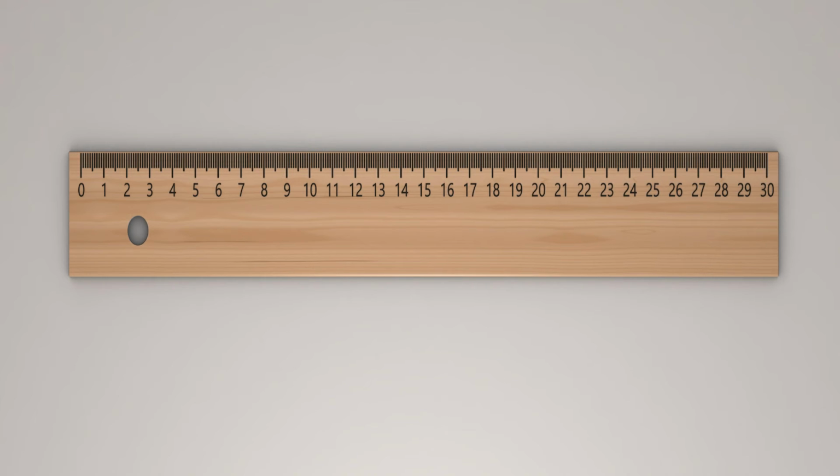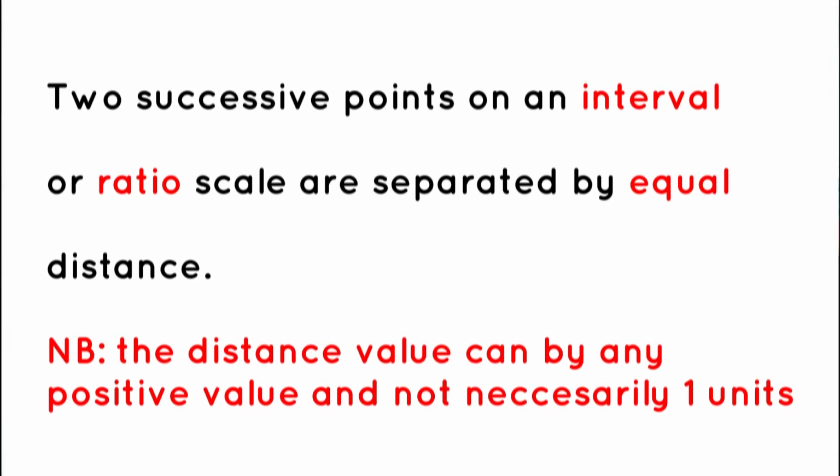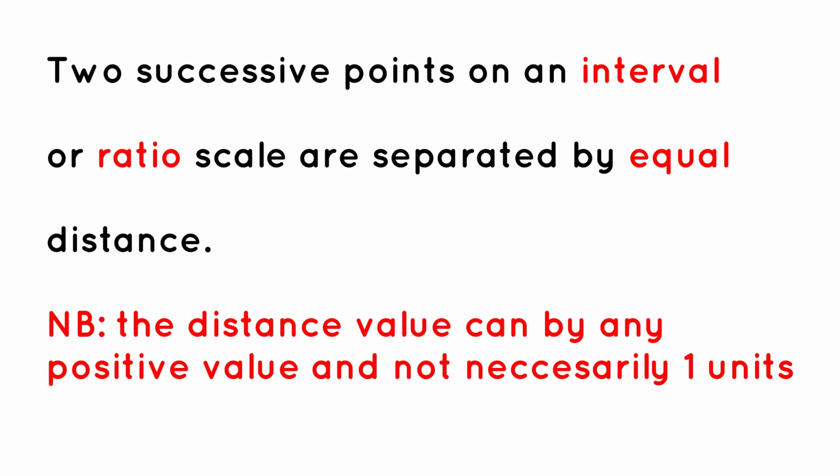That is, between 0 and 1 is 1. Between 1 and 2 is 1. Between 2 and 3 is 1. Between 3 and 4 is 1, like that. So two successive values on a ruler or a meter rule have the same distance between them, and that is one of the properties that defines an interval scale and a ratio scale.